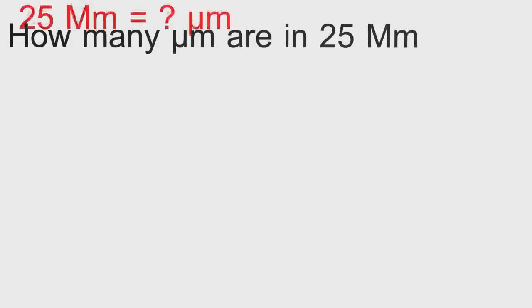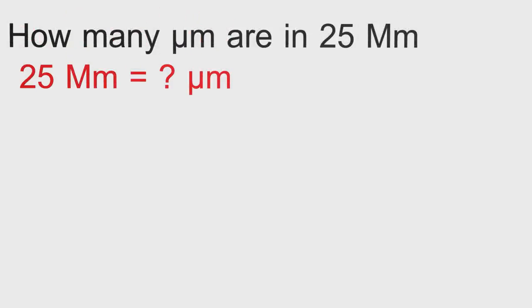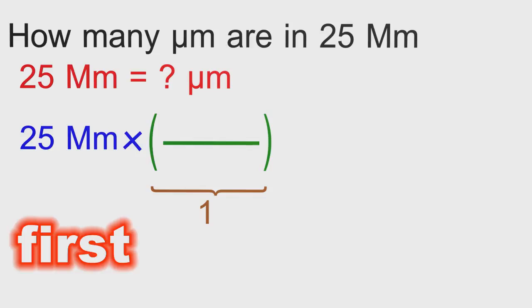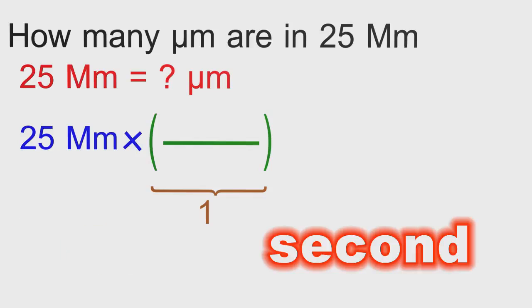Suppose we want to know how many micrometers are in 25 megameter. We can multiply this phrase by 1 because it does not change anything. We put the conversion factor instead. Therefore, the value of this factor must be equal to 1. Note that the conversion factor has two important properties. The first is that its value is equal to 1. The second is to do the proper conversion.